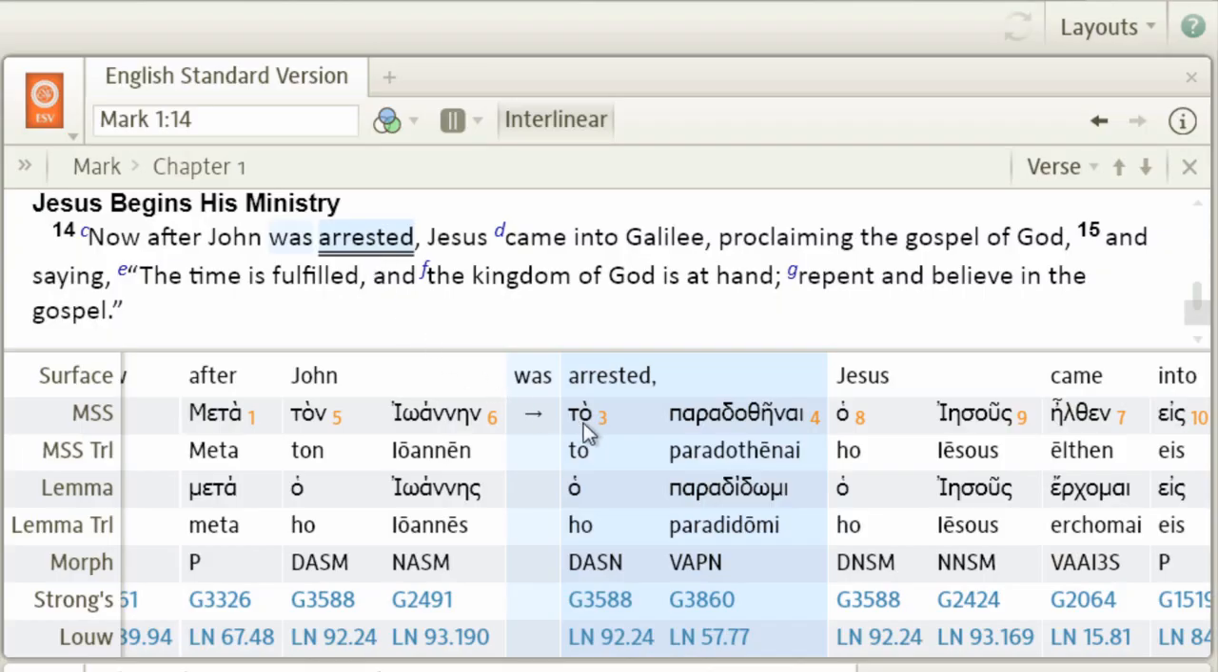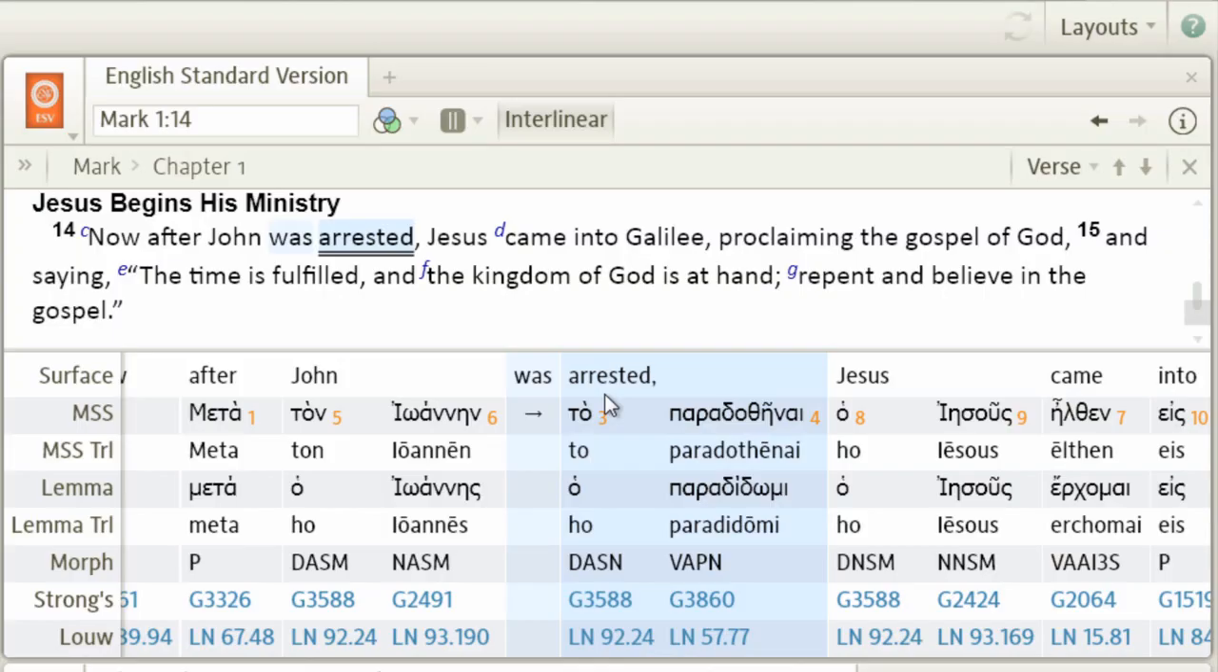Now the first thing I want to point out is how this Greek infinitive is translated. Here's the Greek infinitive, preceded by the article here, to paradothenai, which is translated, was arrested. If we just looked at the translation, we might think that what we have underneath is a regular finite verb, something with person and number. But this Greek infinitive is functioning like a finite verb, and now we need to look for its subject.